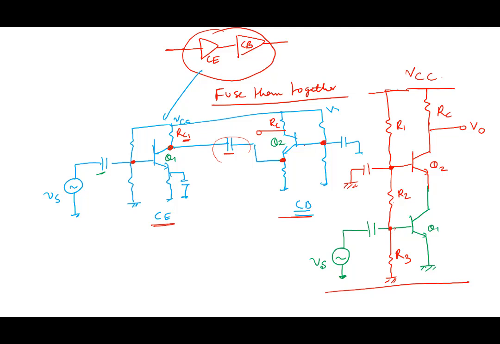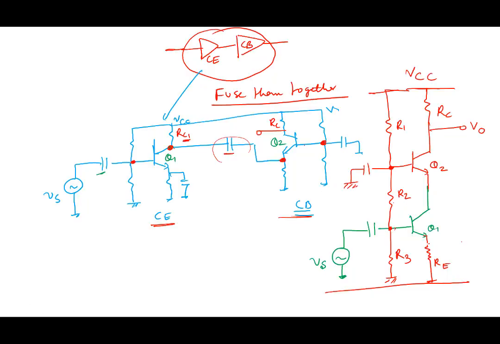Oh, sorry, I missed out. So we can put here RE, which has to be there, RE here for the first stage. I missed that. RE, and then you put a ground bypass. All that you put here.